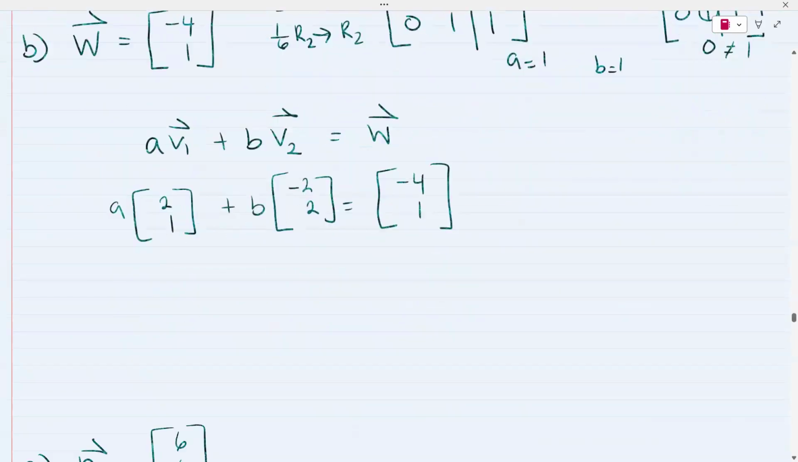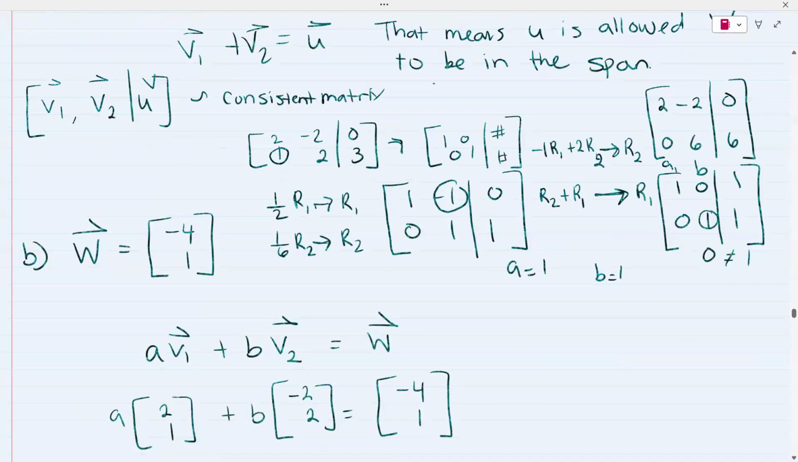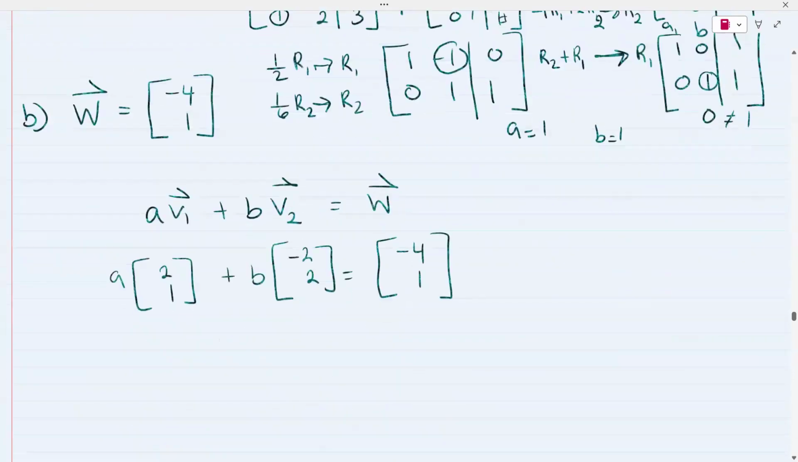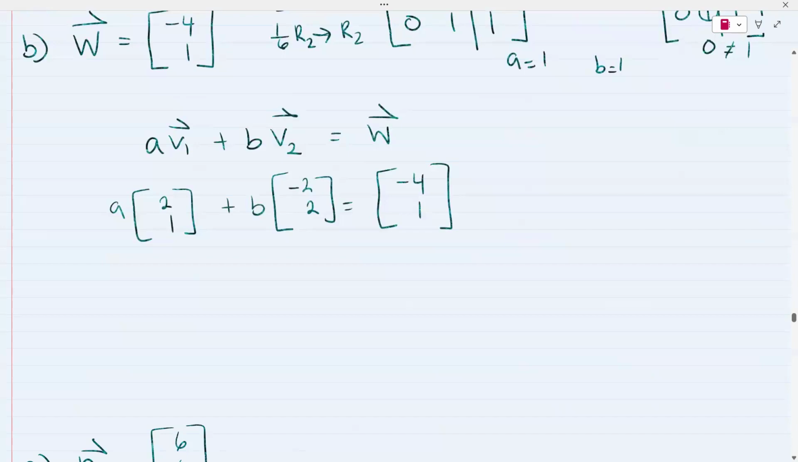Okay, so how would we do this? Just like the other one, you set it up as a matrix. But I mean, could we figure it out without a matrix? Could we? What could we do? Can we get away with it without doing a matrix?